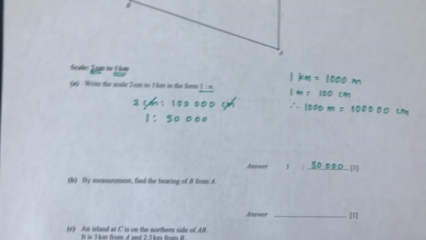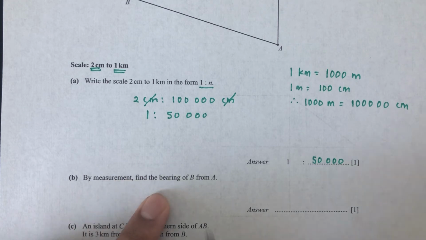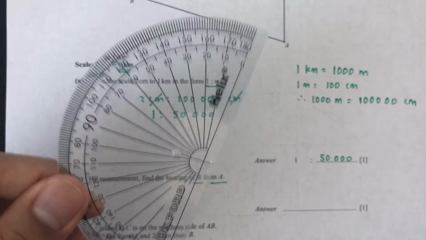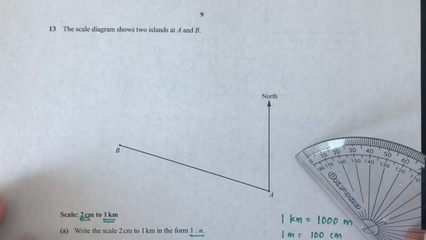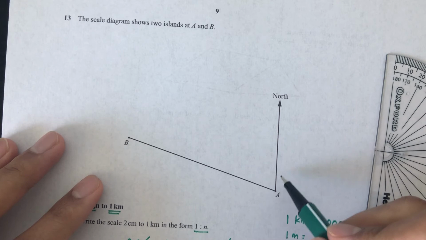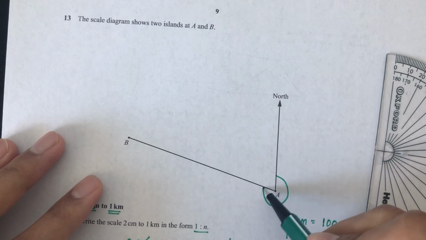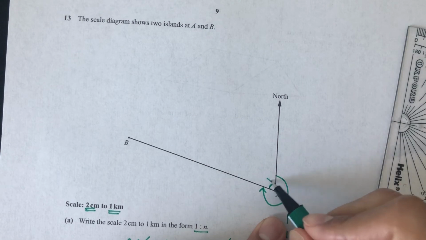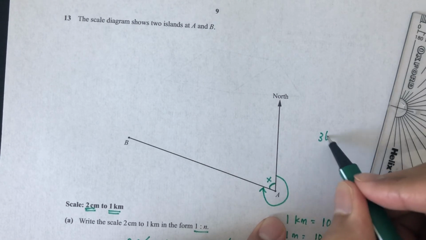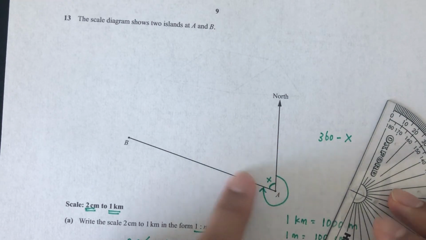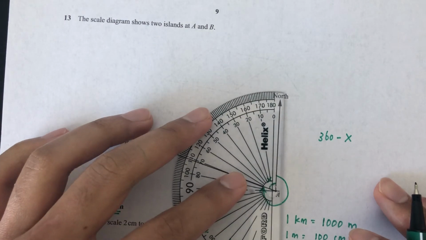Great. So now part B, by measurement, find the bearing of B from A. So when it says by measurement, you have to use this tool to measure the angle, the bearing of B from A. So we have to calculate this angle. What we can do as well, we can measure the angle inside, let's call it X, and then do 360 minus X to find this big angle. So let's measure the angle inside. So use our tool.